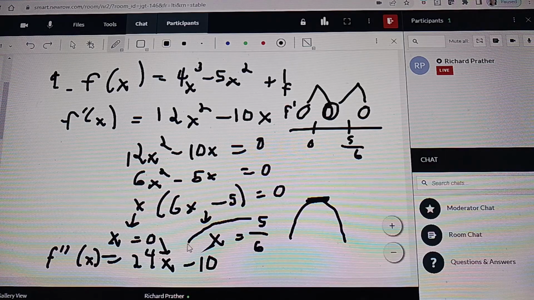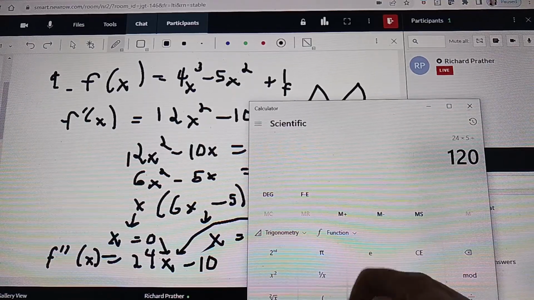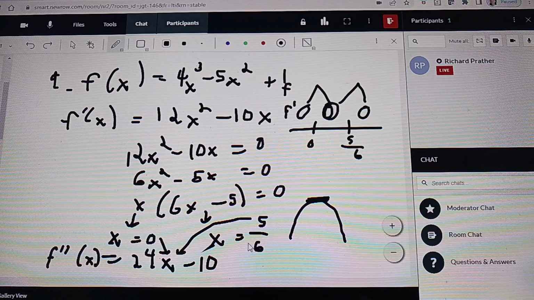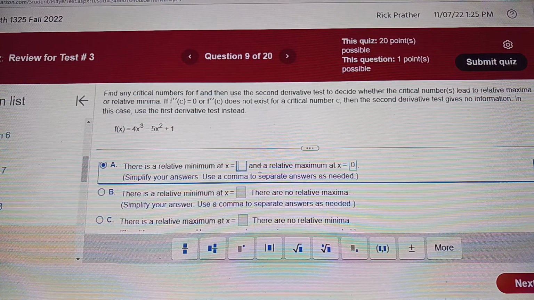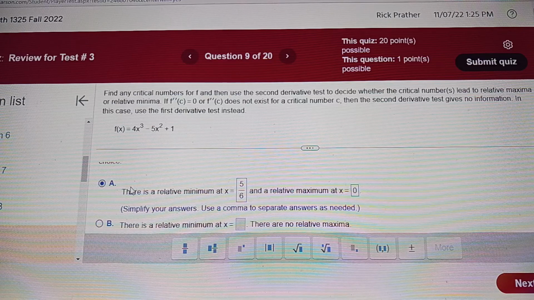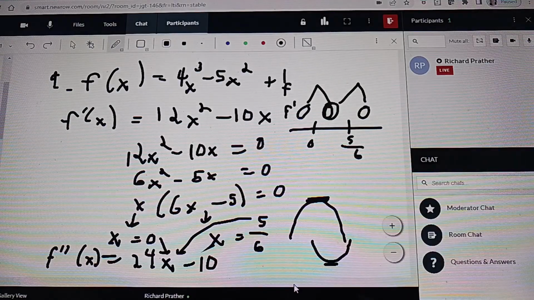And if I plug 5 over 6 in, 24 times 5 divided by 6 minus 10 is positive there. So if you're positive at a critical number, you have to be concave up there. That means you're a local minimum. So there's a local minimum at 5/6. There's a relative minimum at 5/6, and there's a relative maximum at 0. And I did that in two calculations instead of 3.